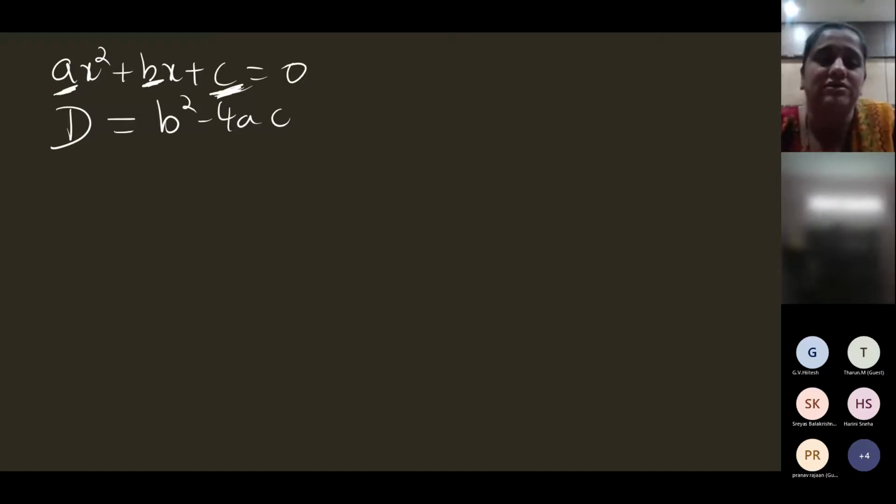So D is the discriminant. And discriminant is given by the expression B square minus 4AC. Who is B? The coefficient of X. Who's A? The coefficient of X square. And C, the constant. And to get the values of A, B, C, the quadratic equation must be in the standard form.